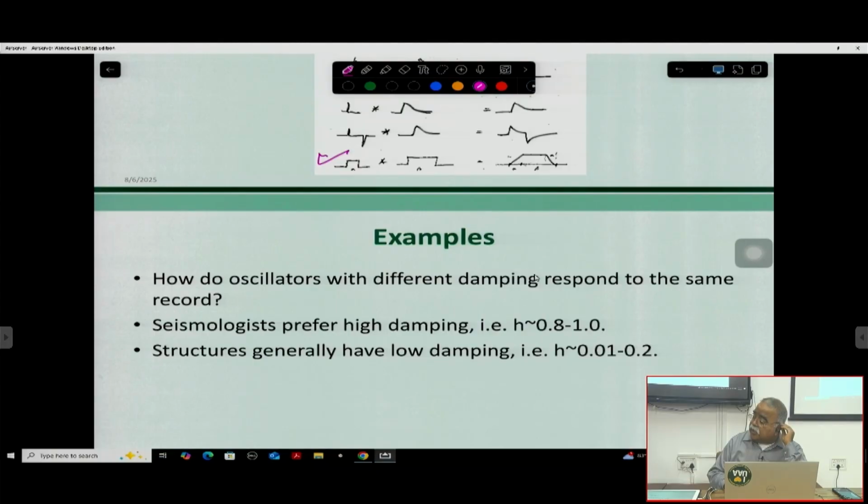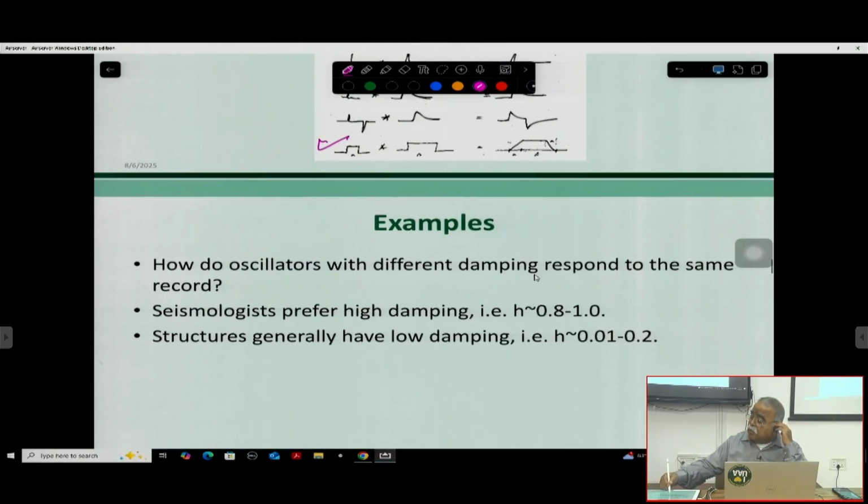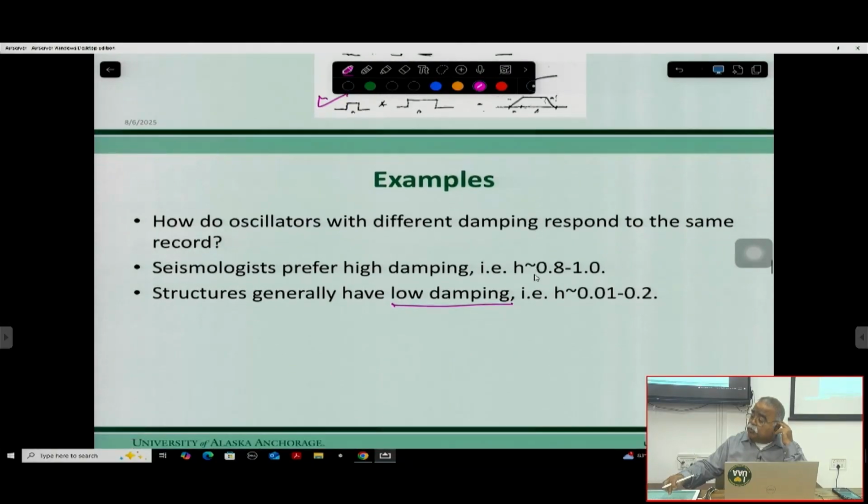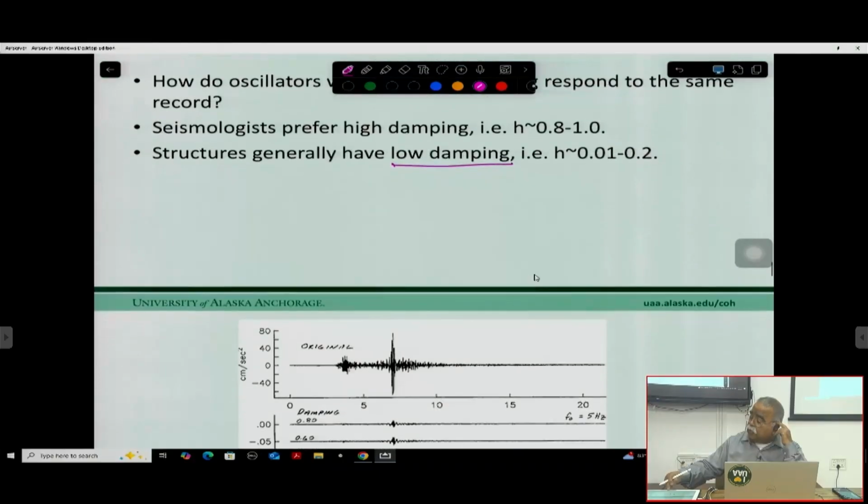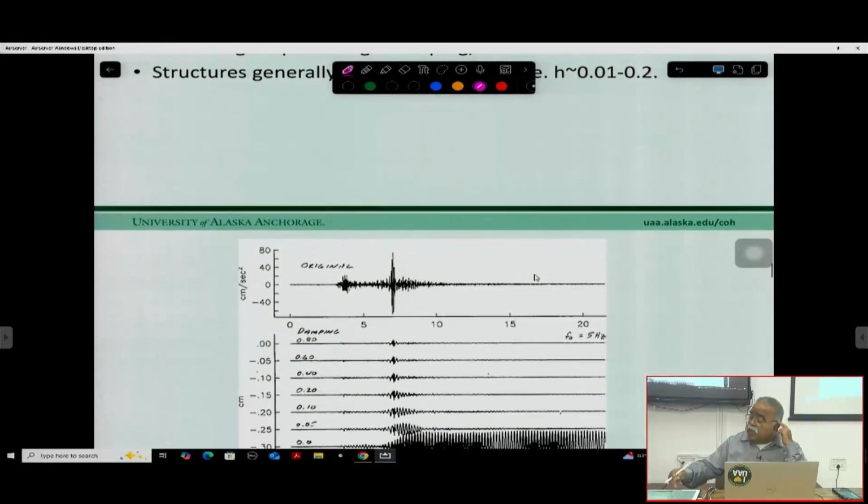We will come back to some of these things in source modeling later. In structures, we have damping values around 0.01, 0.02, 0.05. So these are the damping values we usually use, and we can take those damping values.